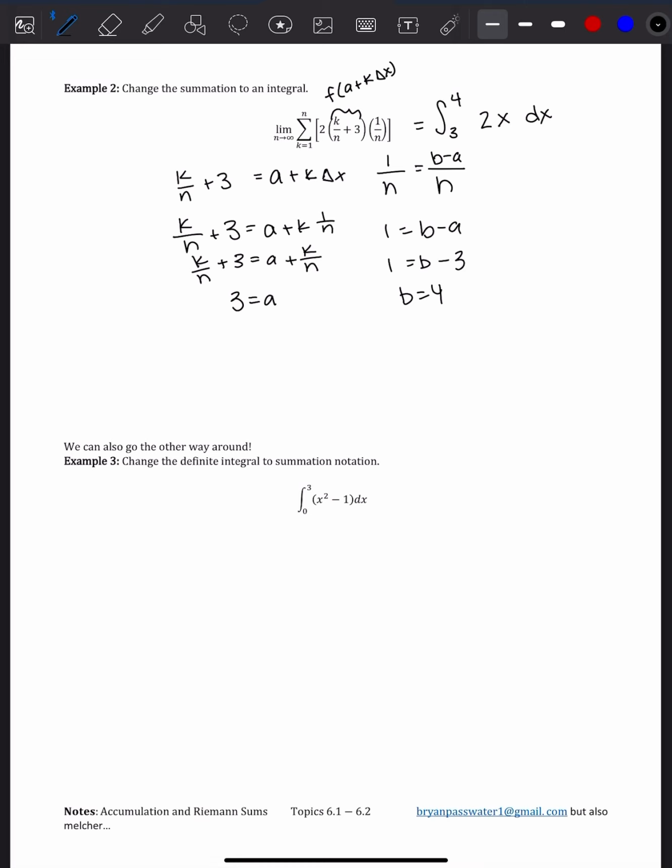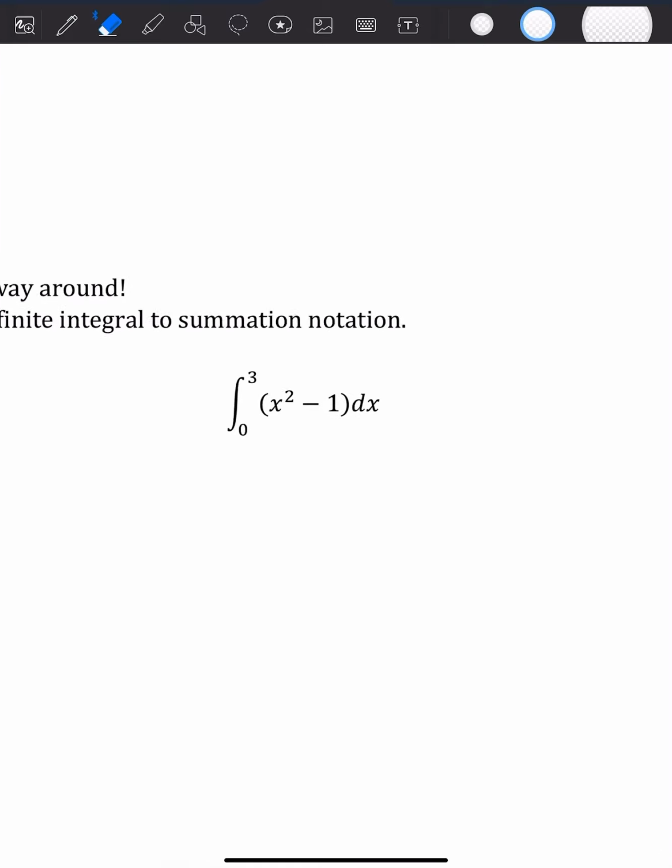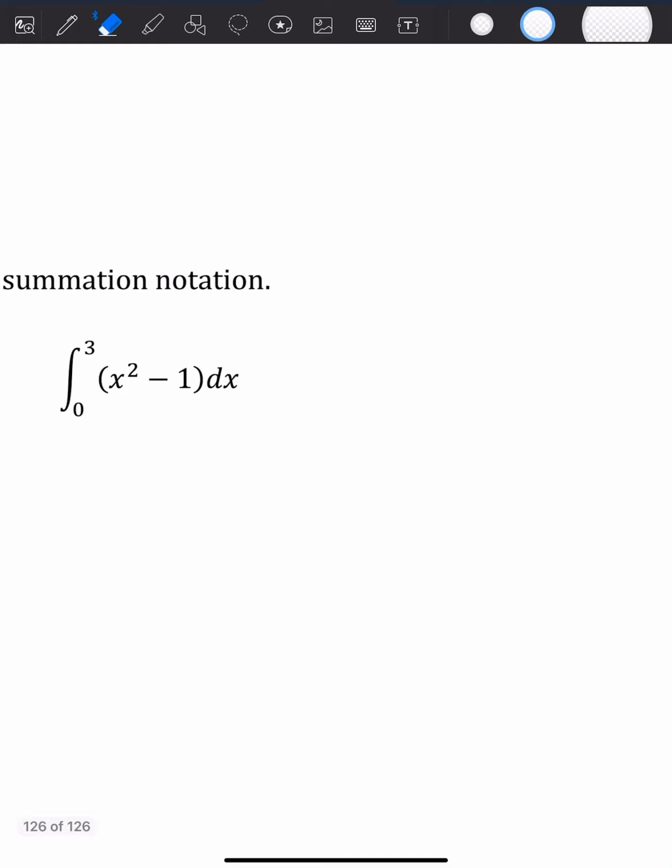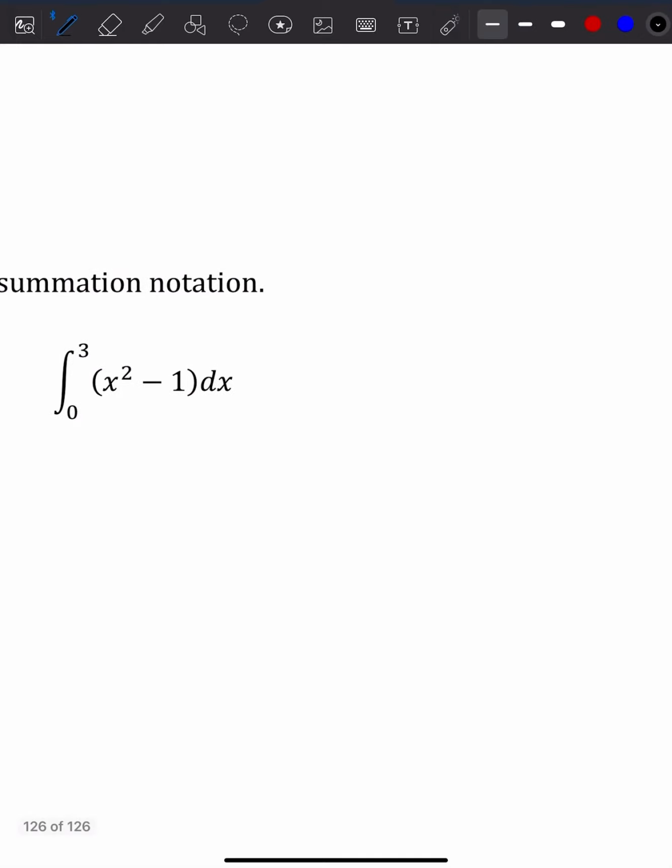Now, if we have to go the other way around, we start with our integral, we're going to write the limit of it. So this is equal to, we know we need the limit as n approaches infinity. We know we need sigma. We need k is equal to a number. That number is going to be 1 for us. And it's always going to go to n because we need our number of squares to go towards infinity.